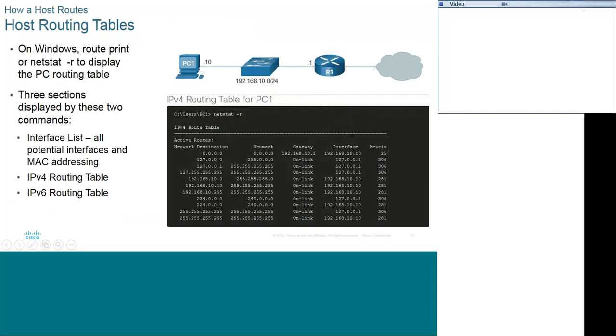And there is the command netstat -r to examine the IP version 4 routing table. We can just type this in the computer to see this table.